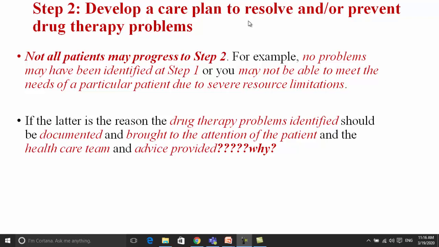This is a highly important ethical issue. If you don't do so, you can't do that, because it is highly unethical that, as a result of a severe resource limitation, you are unable to meet the needs of a particular patient, and then you ask the patient to leave. No, you have to refer, you have to document the situation, and you bring to the patient's attention that you are referring them to another healthcare team where resources are not limited and the pharmaceutical or medical care should be provided, okay?